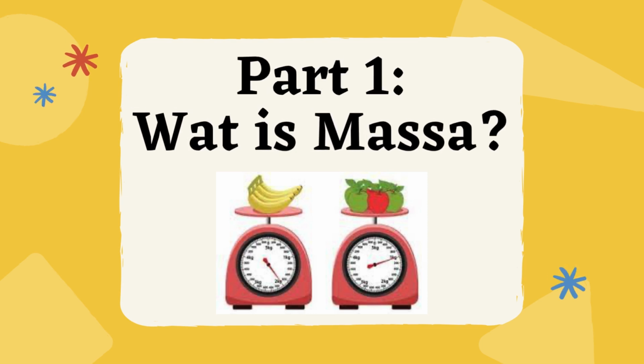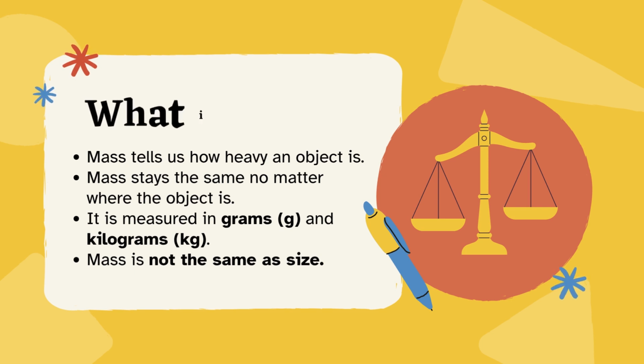So let's start with part 1. What is mass? Mass means how heavy something is. Even if an object is small, it can still be heavy. For example, a small rock can be heavier than a big sponge. The mass of something doesn't change even if we move it to another room or place.